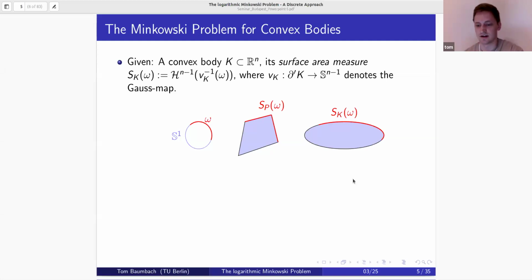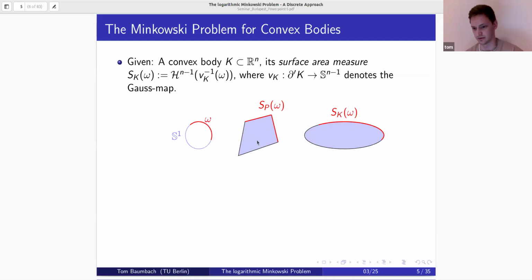I will show you a picture and then I hope it gets clear what's happening. In this example, we are looking at two-dimensional polytopes or convex bodies. In the middle, we have a two-dimensional polytope. On the right-hand side, we have a two-dimensional convex body K. Then, in order to look at the surface area measure, we now take a subset omega of the unit sphere, here in red.